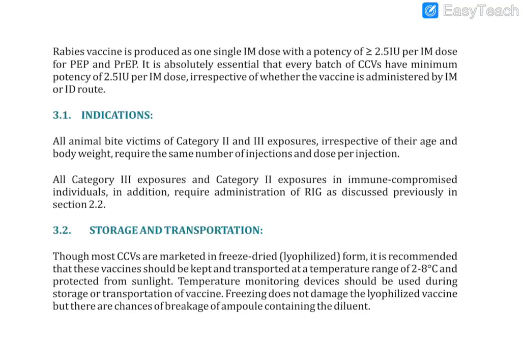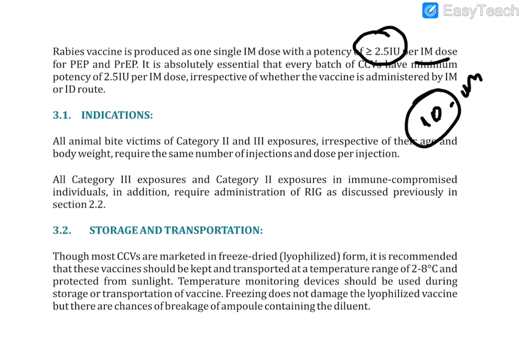So next is rabies vaccine. Coming to the pre-exposure, post-exposure, re-exposure prophylaxis, all these things. First is post-exposure prophylaxis with rabies vaccine. The potency should be at least more than 2.5 international units per IM dose. Cell culture derived vaccines, we are giving both ID and IM.